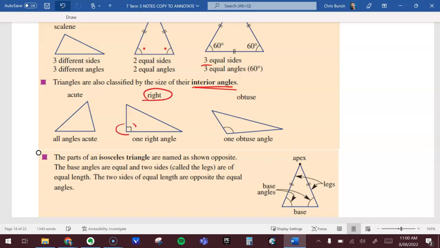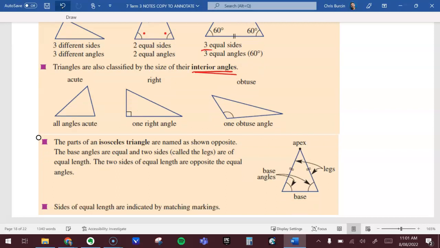A right triangle has one right angle. It can only have one. And an obtuse triangle has one obtuse angle. The other two will be acute, but it doesn't matter. This one obtuse angle makes it obtuse. So the other three words that we must know and understand are acute, where all angles are acute, less than 90 degrees. Right has a 90-degree angle, and obtuse is greater than 90 degrees in one of the angles.